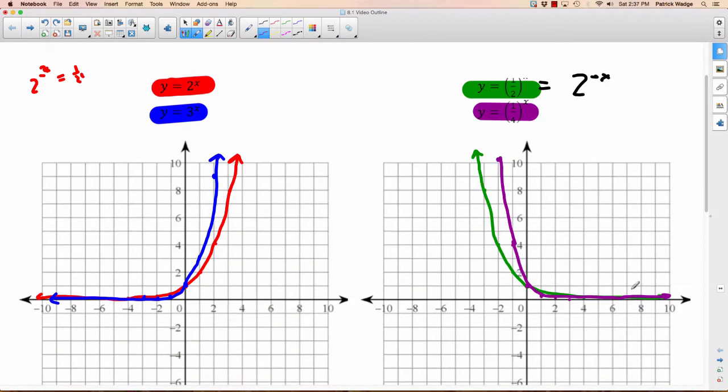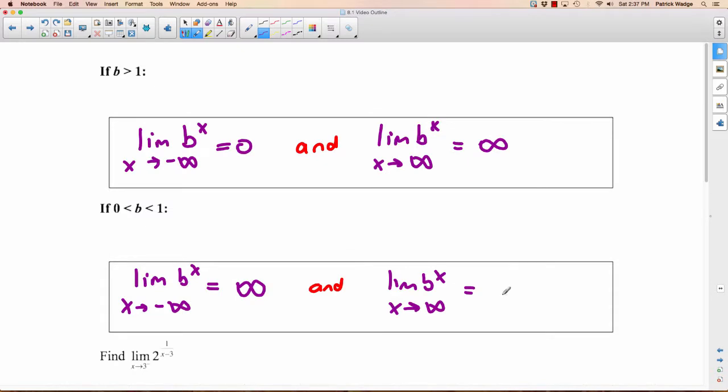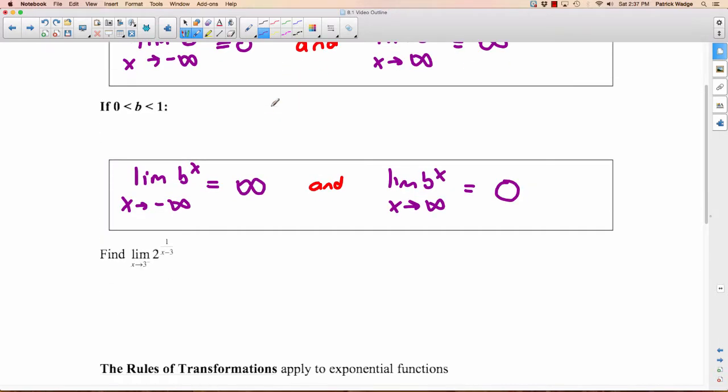And as we head out towards infinity, what happens to the y value? The y value is getting smaller and smaller. It's approaching, but never quite reaching 0. So you can see these are reversed depending on the base. Okay, we're going to use this information to answer a question.